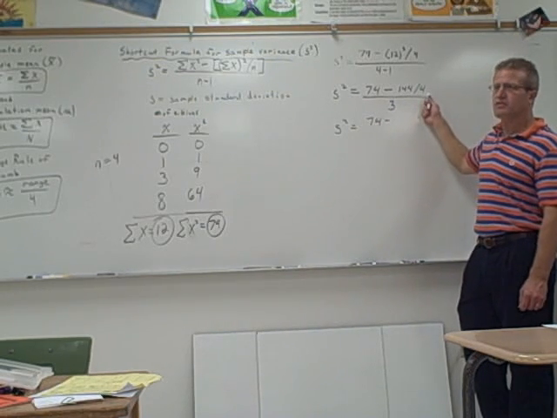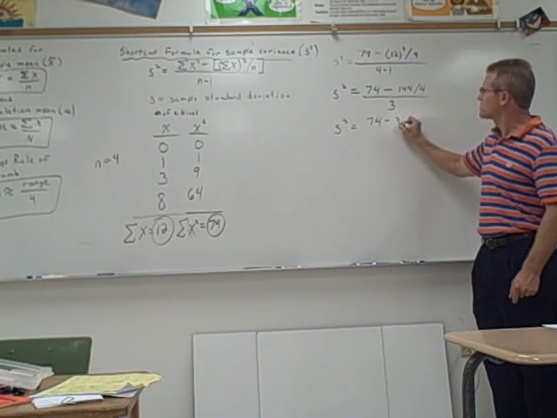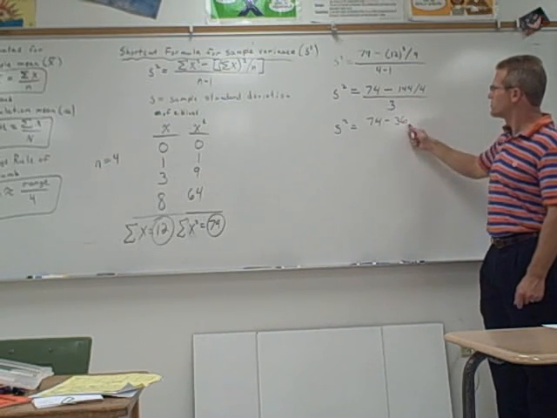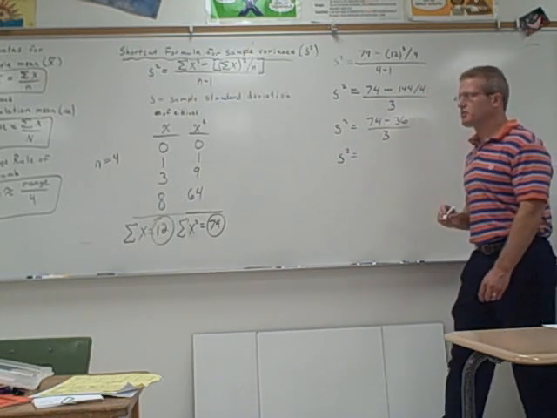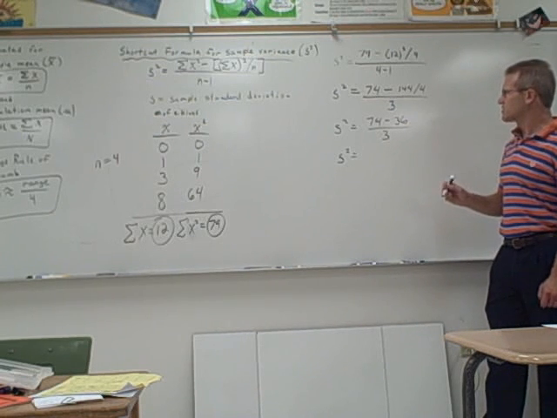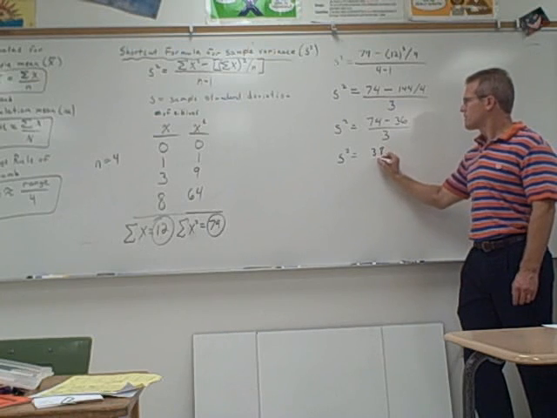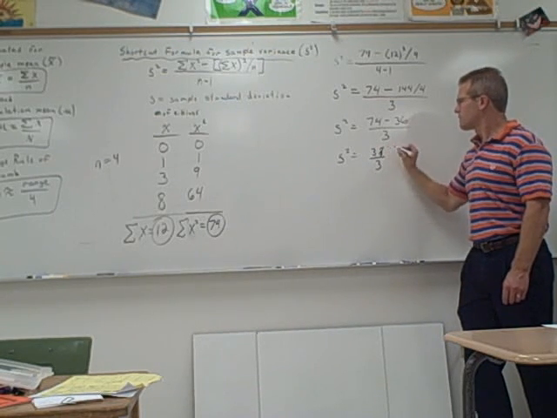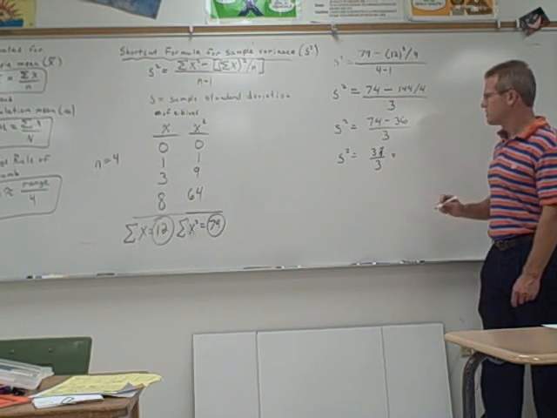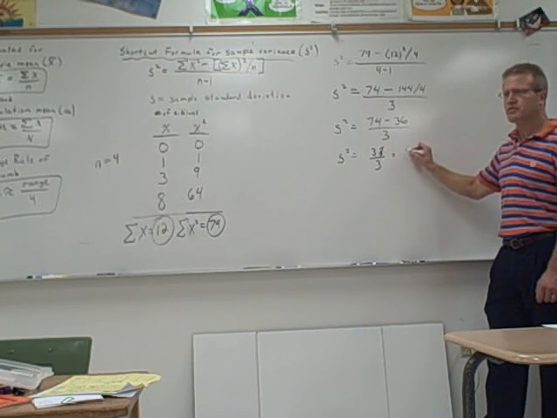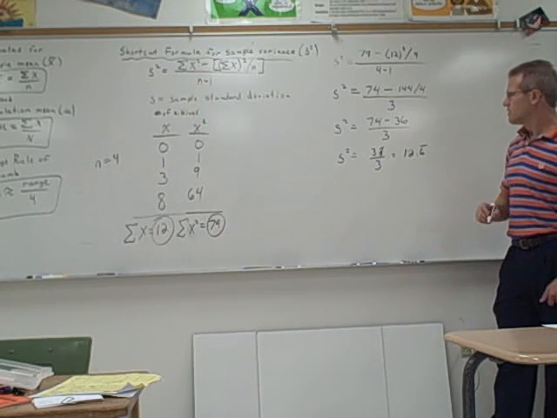144 divided by 4, that's, well, divided by 2, that's 72. Divided by 2 again, that's 36. 144 divided by 4 is 36. You don't have to show every step on your work. 74 minus 36, what's that? 38. And we're going to round, well, let's give me the whole decimal here. It's like 12 and 2/3 or something like that. 12.7 for s squared. That's your variance.